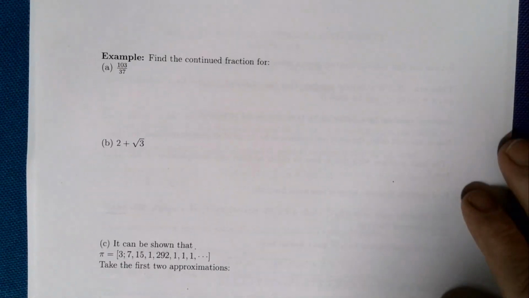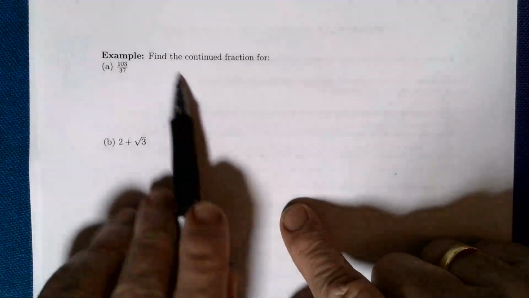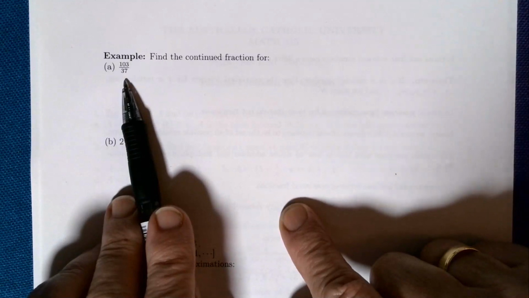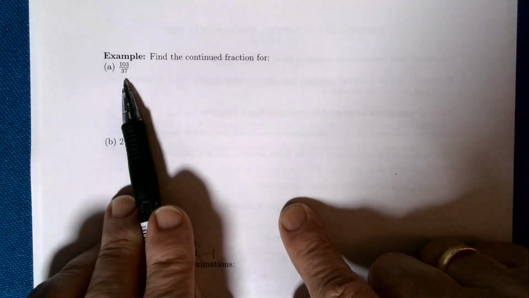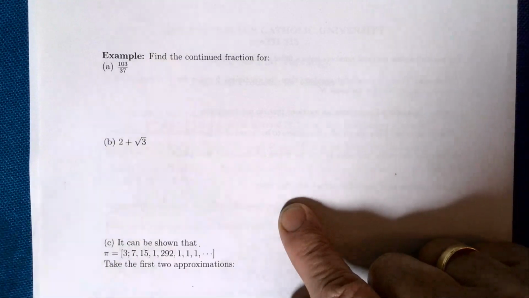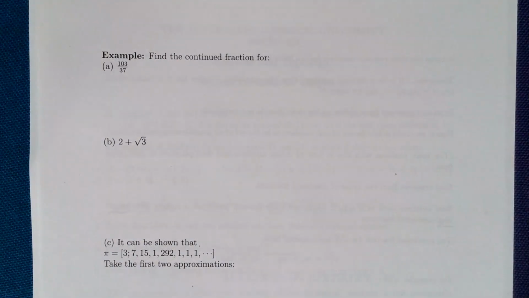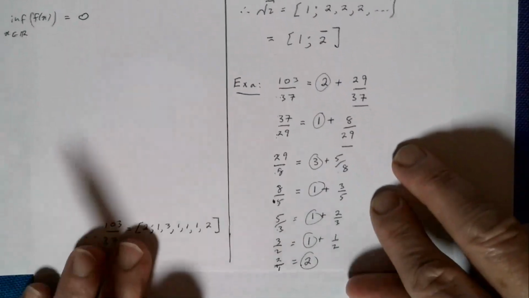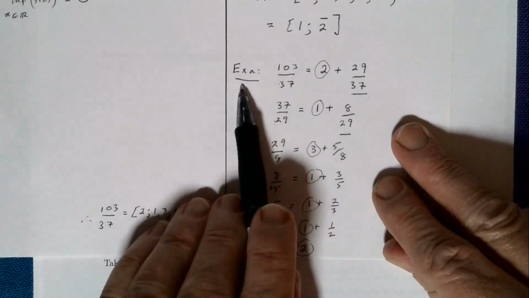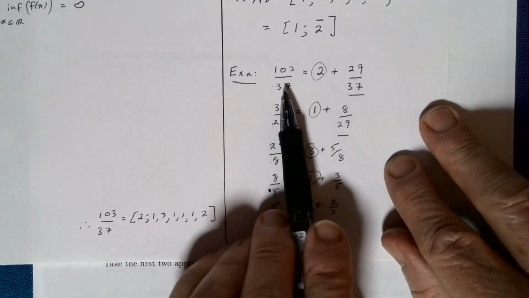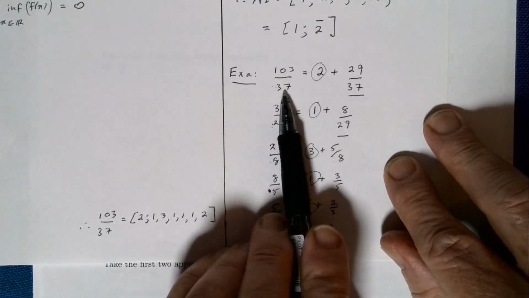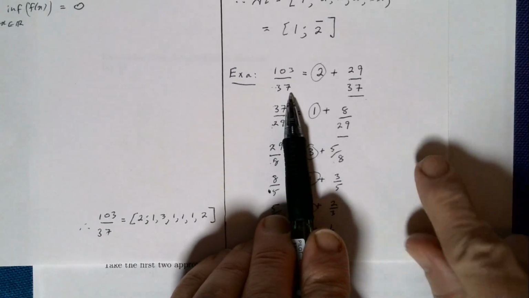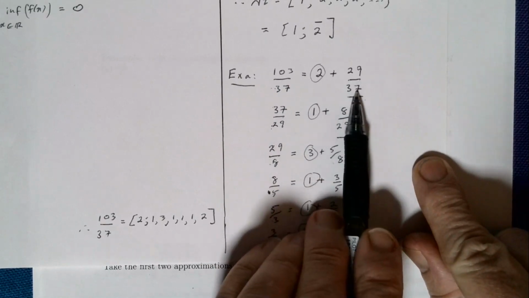So just to do a couple more examples, we're going to find the continued fraction for 103 on 37. Now this is a rational number, so we'd expect this to have a finite continued fraction. This was probably not a great example to do because it takes a bit of arithmetic, it takes a while, but anyway it certainly shows the method. So 103 on 37. I do the division, this goes twice, 37 times 2 is 74, and I get a remainder of 29 on 37.